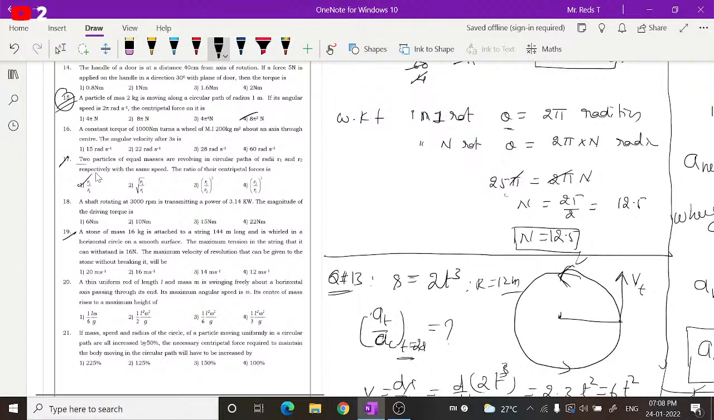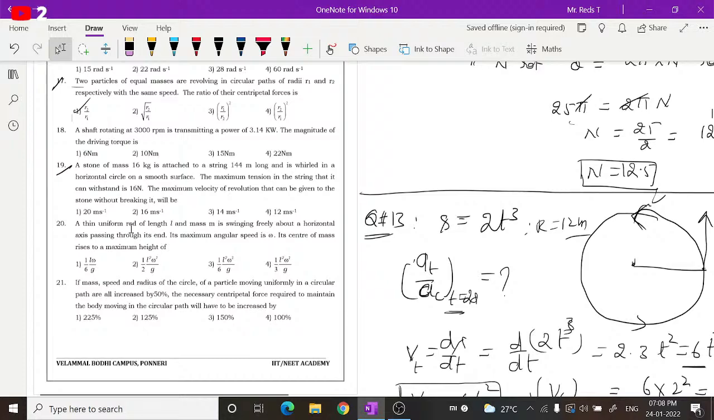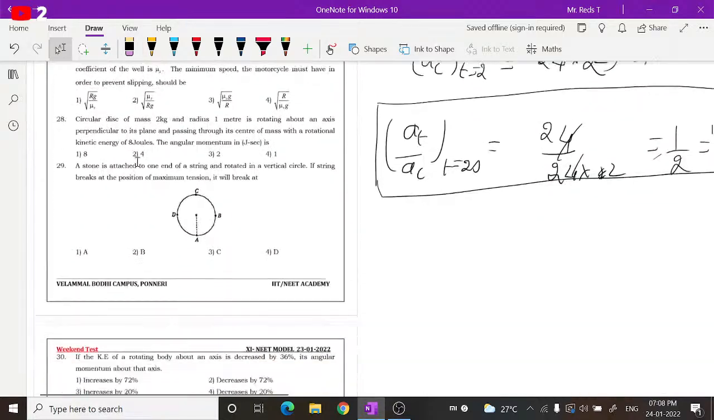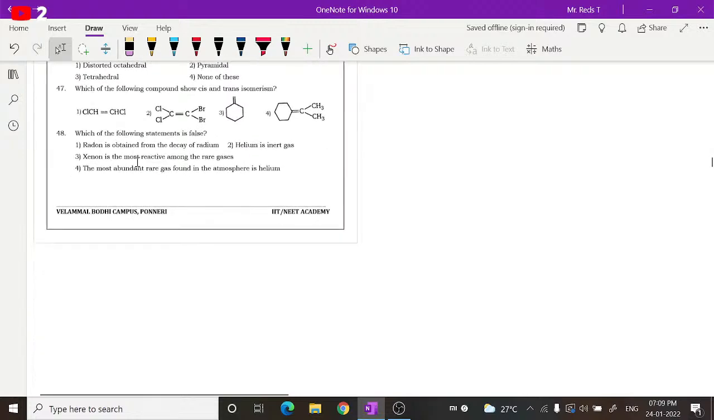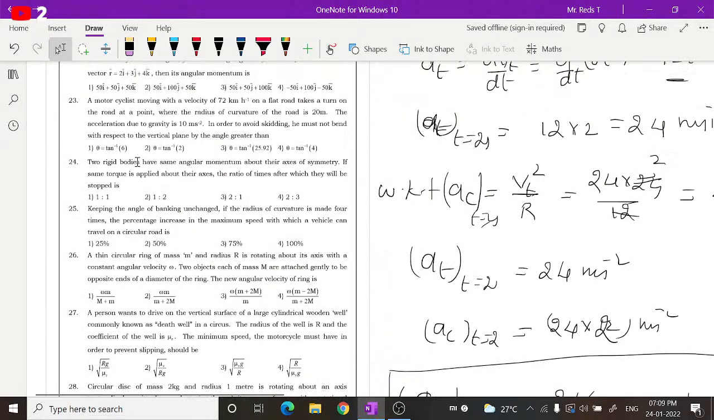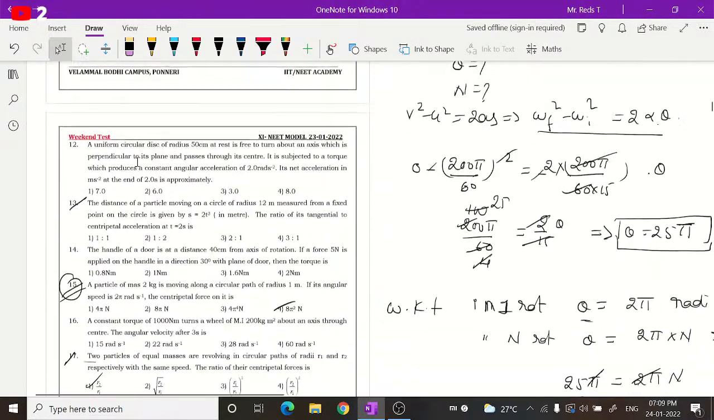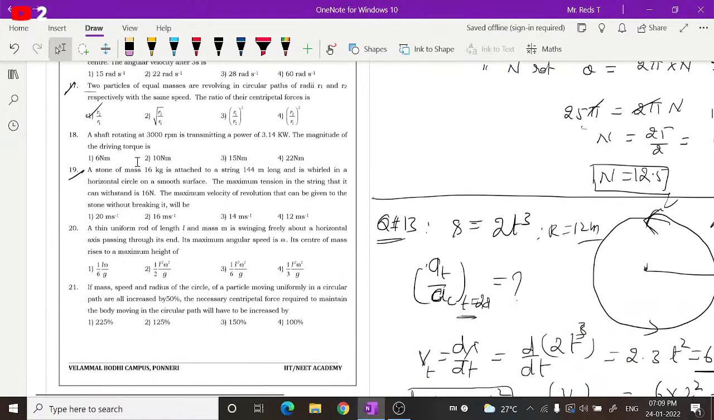For the 17th one, this is the answer. And for the 19th one, let us see what is given here and what you are asked to find. Let me take this page down so that we have some space for the explanation part. So, question number 19.